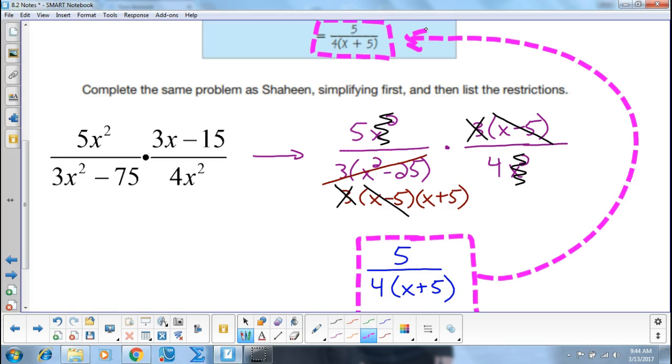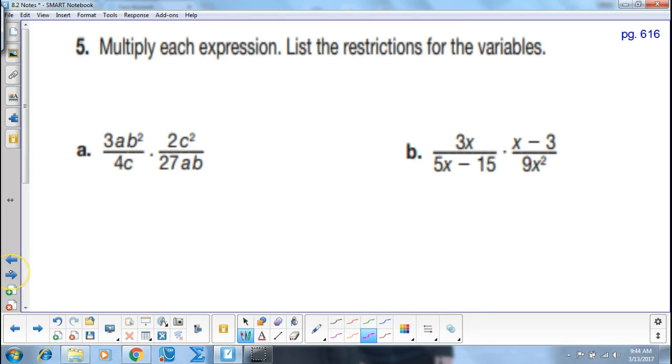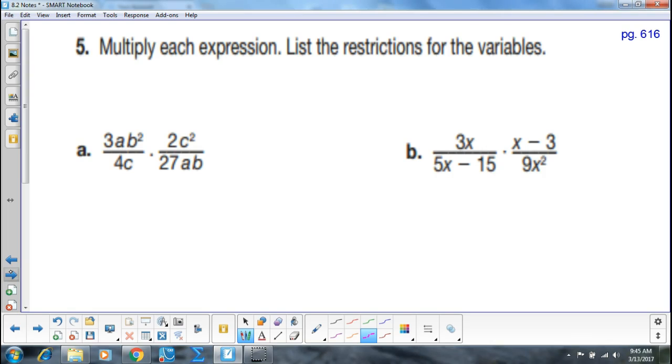Okay? Page 616, next page. Okay. A and B, dual. Spot check on the first one. Anything factor in any of the 4 parts?